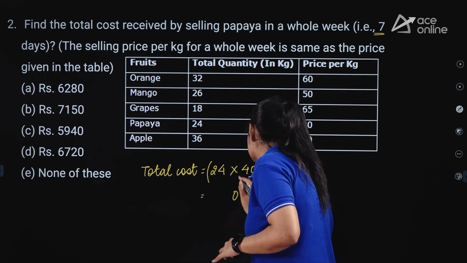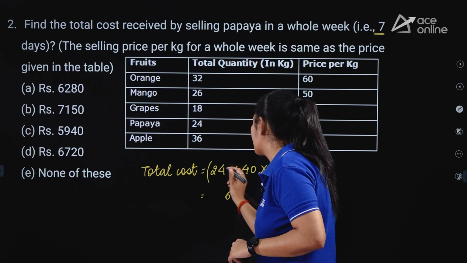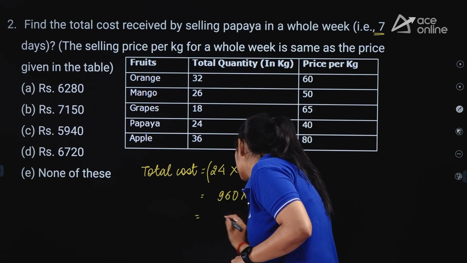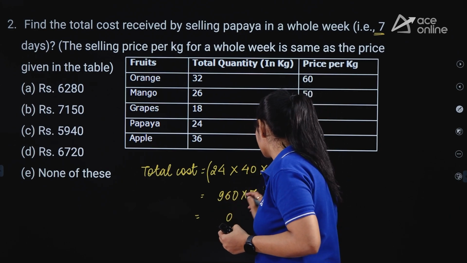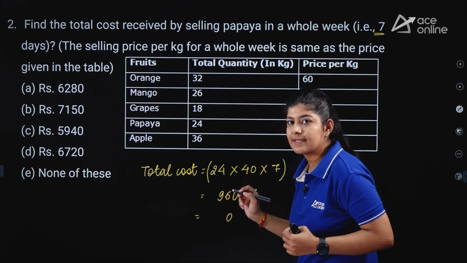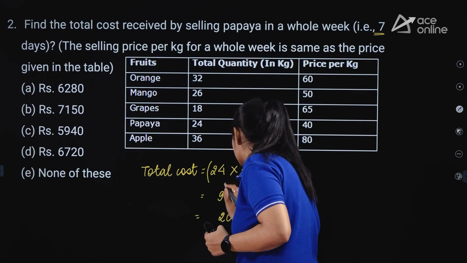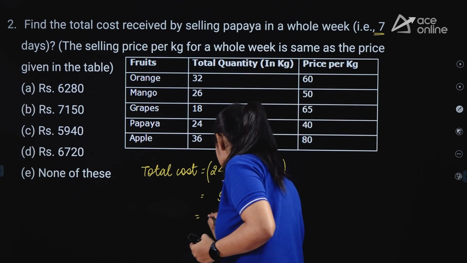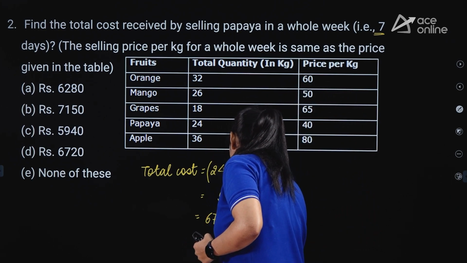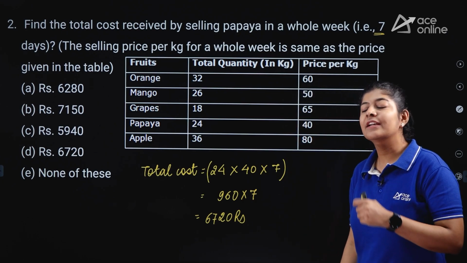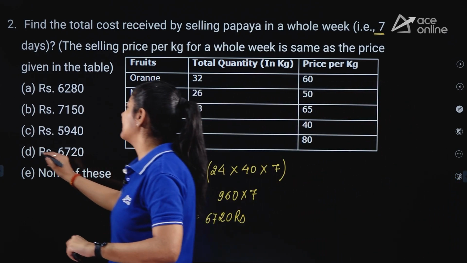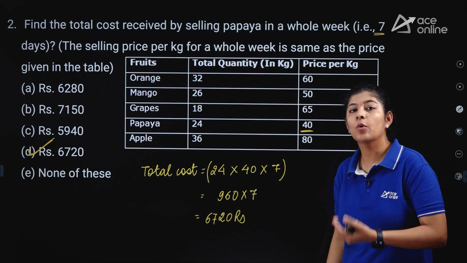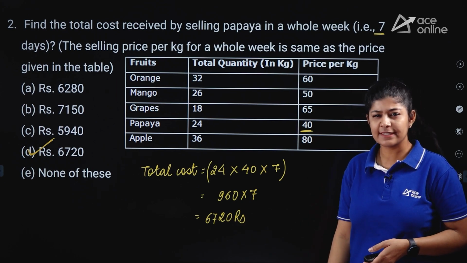Here we have 0, 4 into 4, that is 16, and the 1 is carried on. Here we have 960 into 7. So again we have 0 in the ending. After that 7 into 6, that is 42. So here we have 2 and the 4 is carried on. Here we have 63 plus 4, that is 67. That means we have 6,720 rupees by selling papaya at the rate of 40 rupees per kg for a whole week. Is it clear?